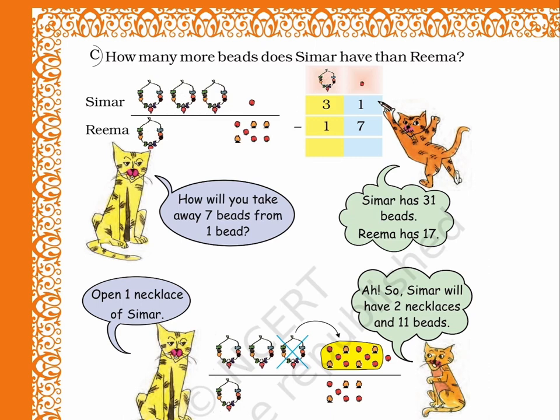Row 1, column 1, picture of necklace. Column 2, picture of 1 bead. Row 2, column 1, number 3 is written. Column 2, number 1 is written. Row 3, column 1, number 1 is written. Column 2, number 7 is written, and there is minus sign in front of 1. Cat 1 is saying, so Simar has 31 beads and Rima has 17.